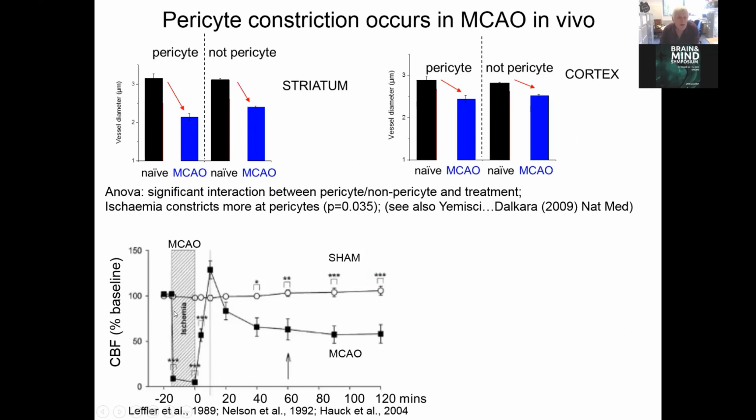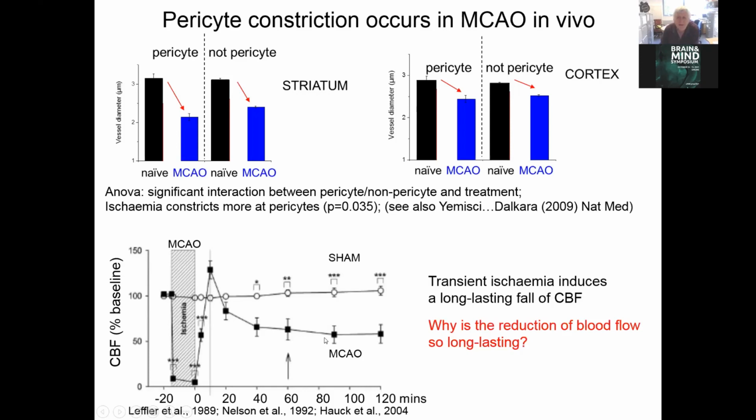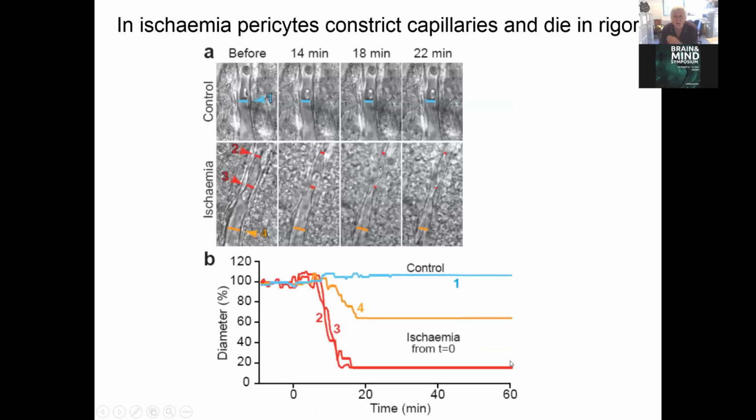And indeed, if you look at the blood flow through the brain during the middle cerebral artery occlusion, the blood flow goes away. When you open up flow again, it comes back. There's some reactive hyperemia, but then it ends up being only about 60% of the original value. And so the question is, why is this fall of blood flow so long lasting? And we answer this question by imaging brain slices.